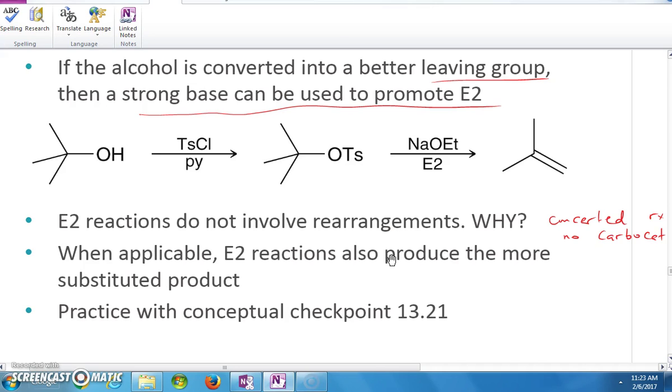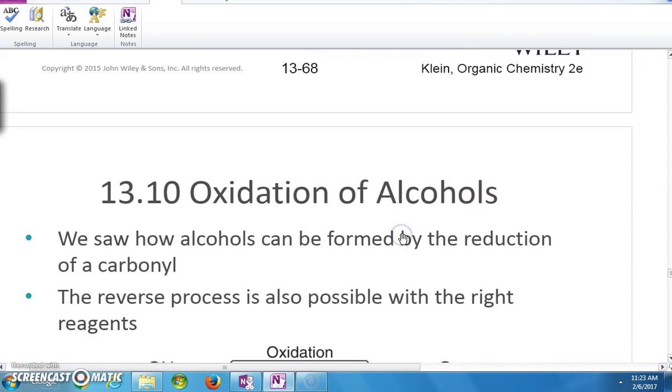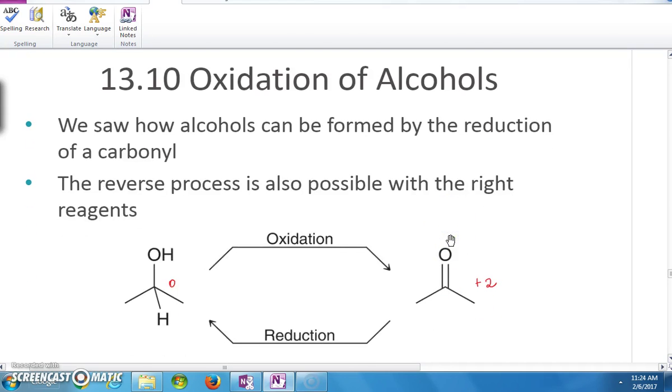This is something we looked at in chapter 8 when we were looking at elimination reactions, so you want to go and revisit your notes. We saw how alcohols can be formed by the reduction of a carbonyl. The reverse process is also possible with the right reagents.